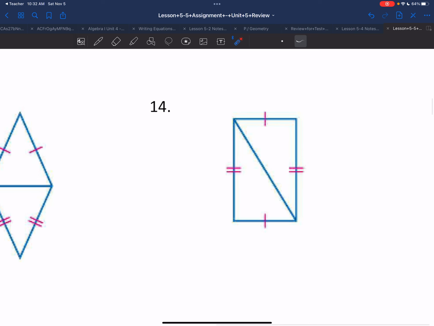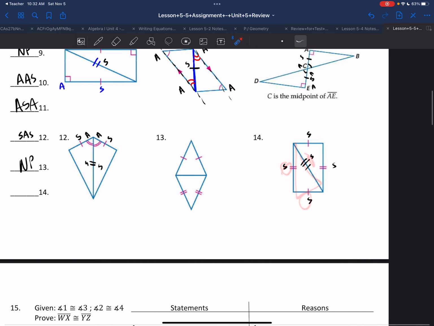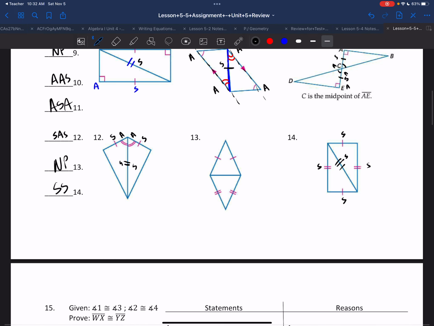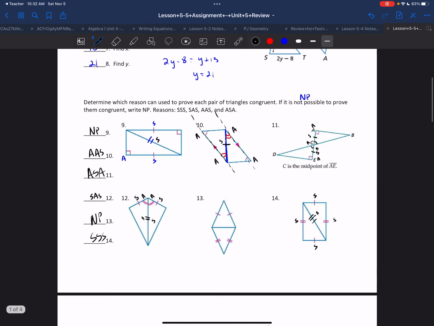Number 14, they share a side. So I have a side here, a side here, a side there, and they both share this side, reflexive property. So what do I have? I have side, side, side for this one triangle, and then I have side, side, side of this particular triangle. So these 2 triangles are congruent because of the side, side, side.